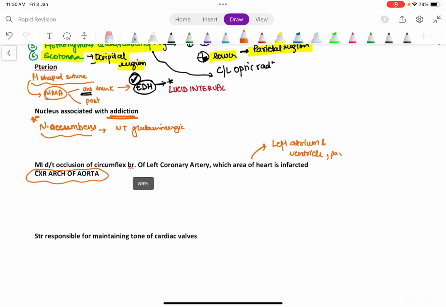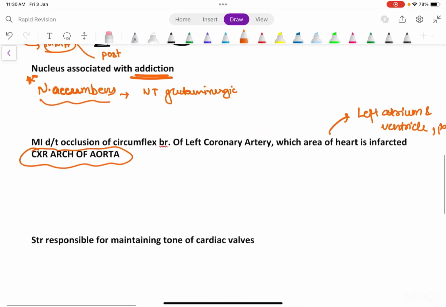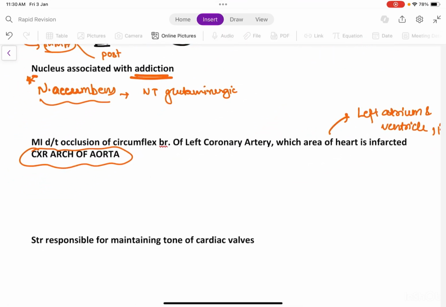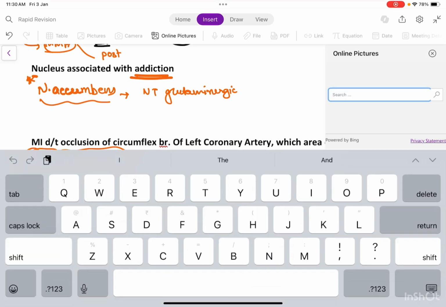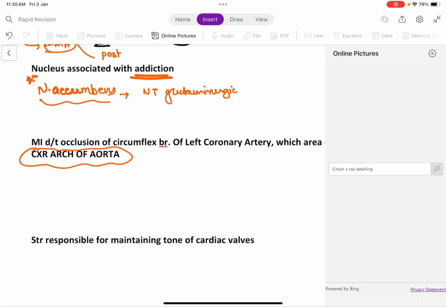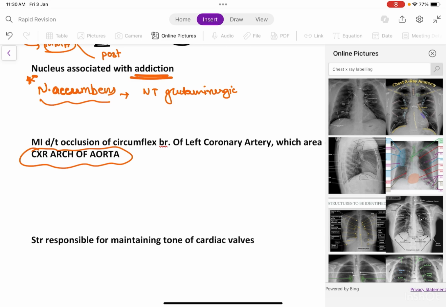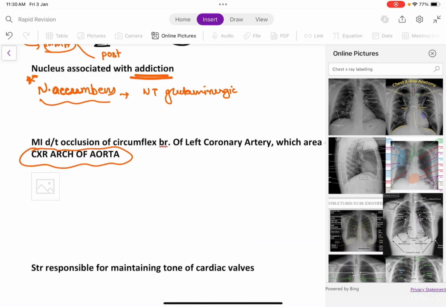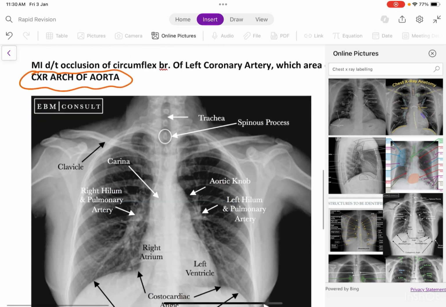There was once a question in 2023 in which you were given a chest x-ray and told to identify the structure marked with an arrow. So it was the arch of aorta. I had to add the photo, I forgot to add it. So we can just use this, I guess it should be enough.